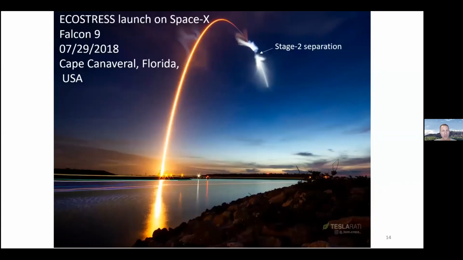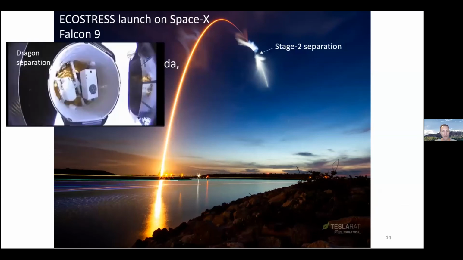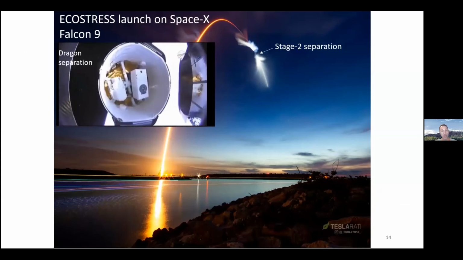This is just a nice image from the launch from Cape Canaveral in Florida, launched on a SpaceX Falcon 9 rocket. It was a really beautiful experience. This was my first launch I've ever seen, and it was really perfect conditions, a beautiful morning. You can see the stage 2 separation there of the Falcon 9 rocket. And then this is when the Dragon separated from the main rocket. You can see Ecostress there, the white box. It's about the size of a small fridge, basically. And you obviously can't see the instrument there because it's enshrouded in the box.